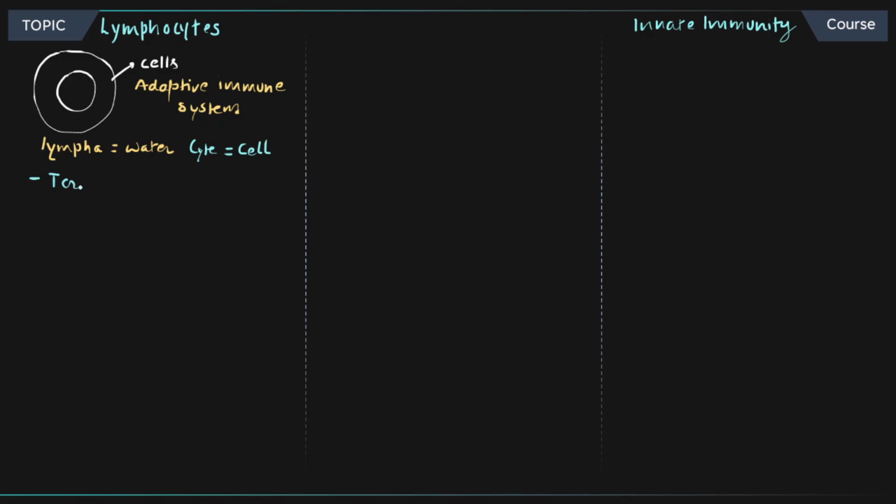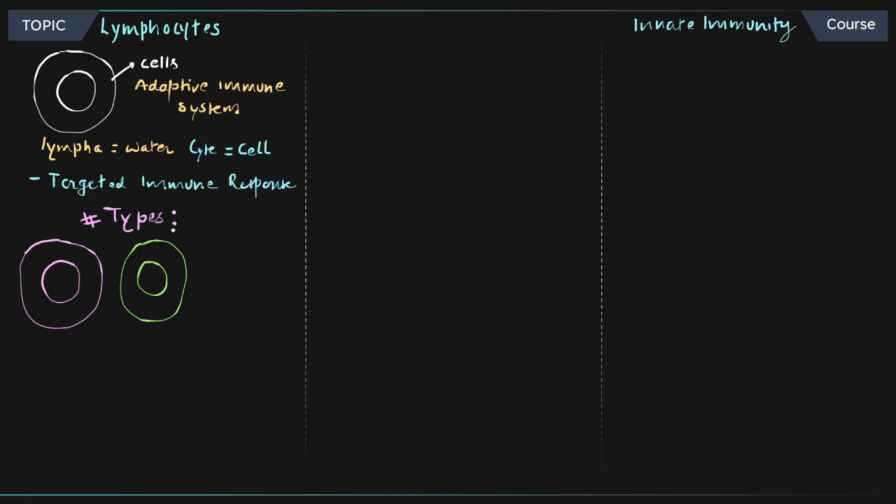Now let's talk about the function. Targeted immune response is the main function of lymphocytes. So that's why I'm writing targeted immune response. And types. There are different types of lymphocytes. So if I show you diagrammatically, so that you can understand, let's design cell number 1. This is our first lymphocyte, this is our second lymphocyte, and this is our third lymphocyte. You have 3 major lymphocytes in your immune system.